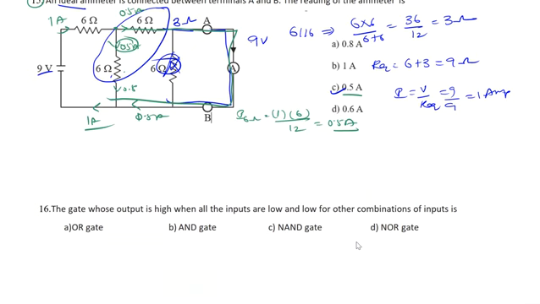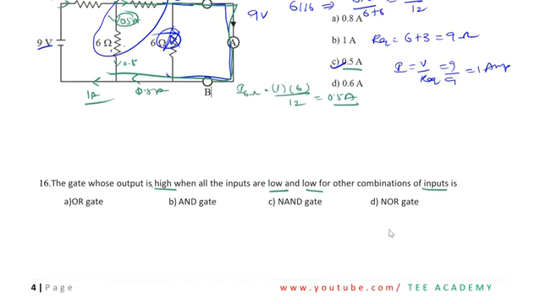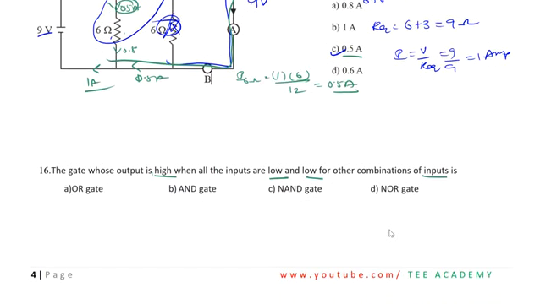Now next one. Till now we discussed the networks. Now we'll discuss digital electronics, important from our exam point of view. The gate whose output is high when all the inputs are low, and the output is low for all other combinations of input, which gate is it? Okay, so pause the video and tell your answer. Okay, the answer is NOR gate.